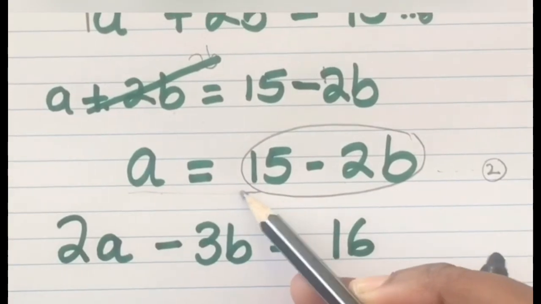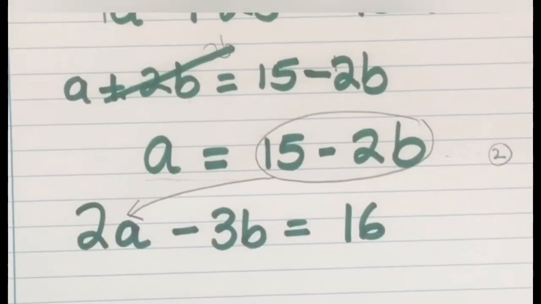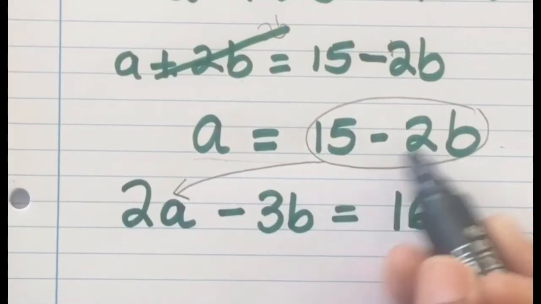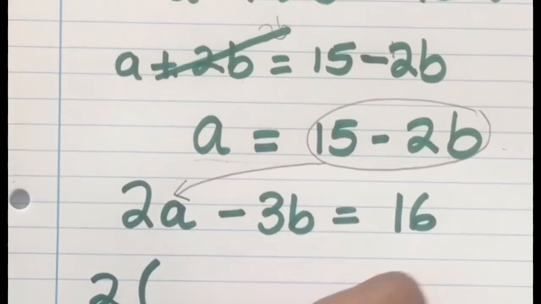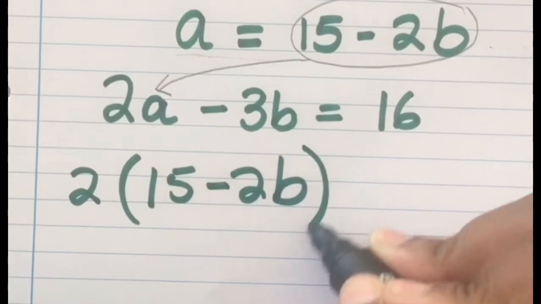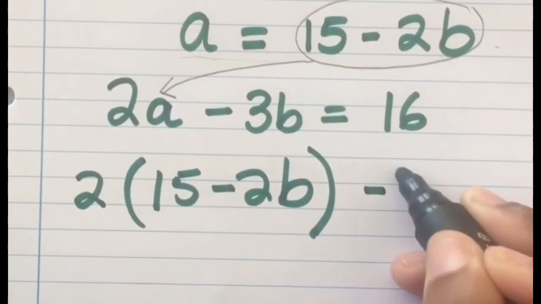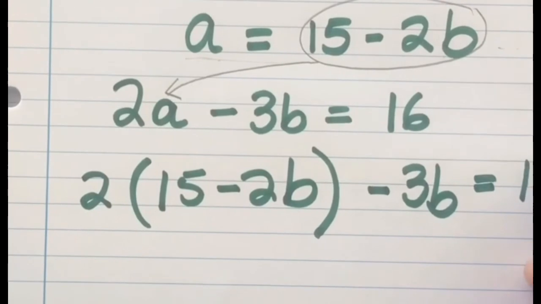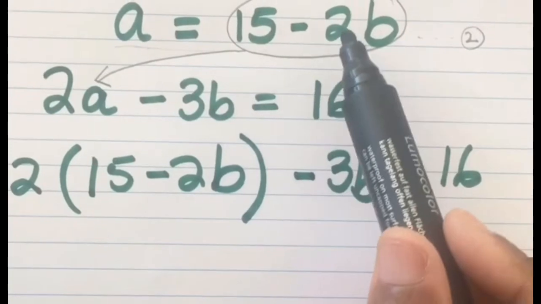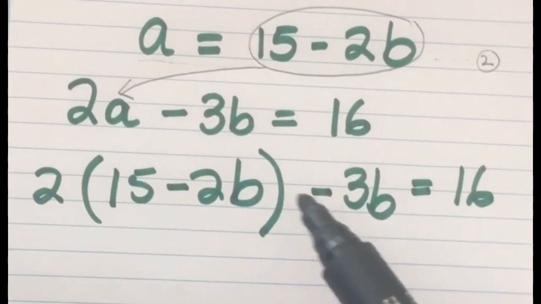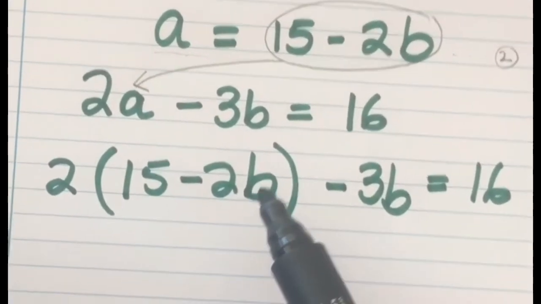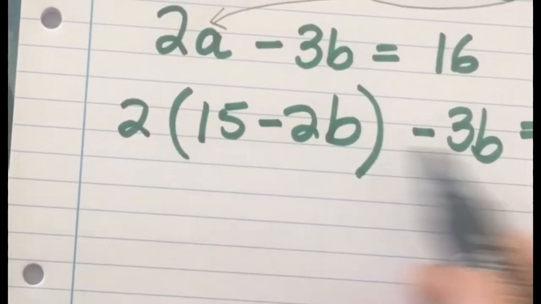So I come to my first equation and substitute a with 15 minus 2b. If I do that substitution, I'm going to have 2, then I put my new a in brackets, minus 3b equals 16. All I did there was, after having a as the subject of the formula, come to the other equation and substitute, meaning I replace a with the expression that gives me the value of a. So now I'm going to remove my brackets and solve this the normal way we solve linear equations.